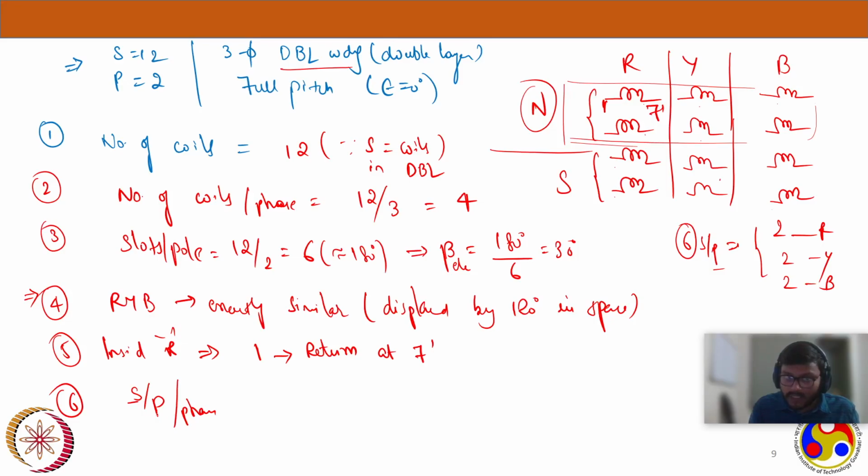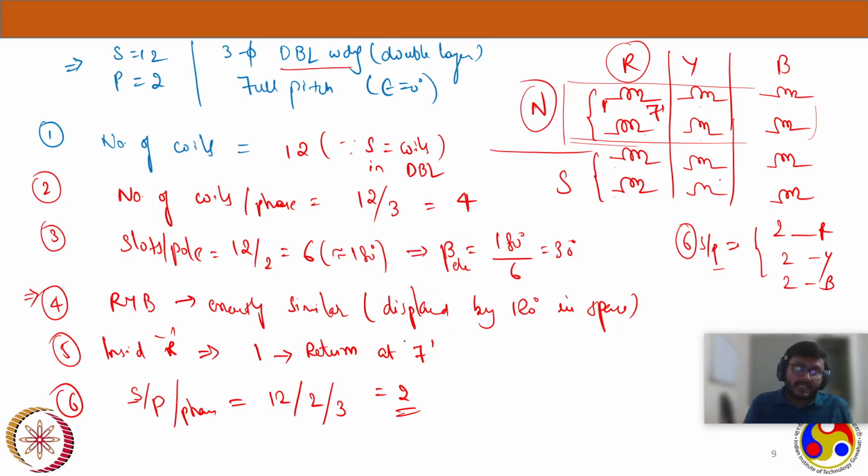With 12 slots and 6 slots per pole, per phase we will get 2 slots. So 12 by 2 by 3. Is it 2 or not? Yeah, it's 2, so that we can see from the figure as well. Inside each phase, let's say inside R for the north pole, we have two slots. So that is also clear.